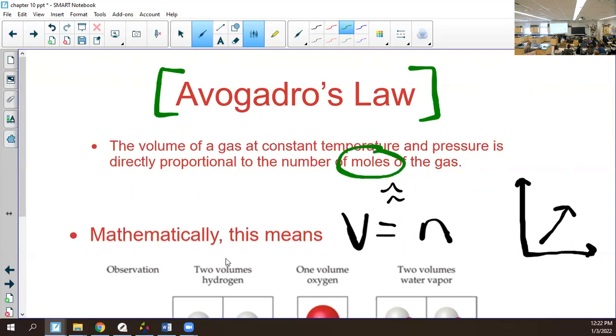He's the guy that came up with the concept of moles, really. He says the volume of a gas at constant temperature and pressure, so we can't change the temperature or the pressure, is directly proportional to the number of moles of the gas. So how much gas we have determines how big it is. It's almost like if you blow more air into the balloon, it expands. Kind of think that's reasonable. Okay with that so far?